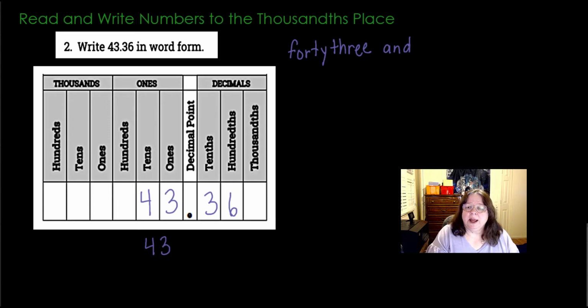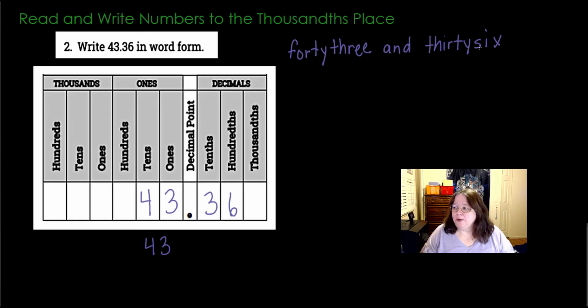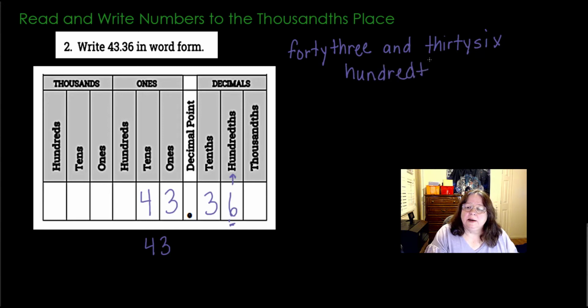So 43 and 36. I can't just write 43 and 36. 43 and 36 what? Well, I look to see where the last digit is, and I'm going to write this number right here. 43 and 36 hundredths. Now I should have put my little hyphens in there. So this number in word form, 43 and 36 hundredths, is just how I say it, 43 and 36 hundredths.